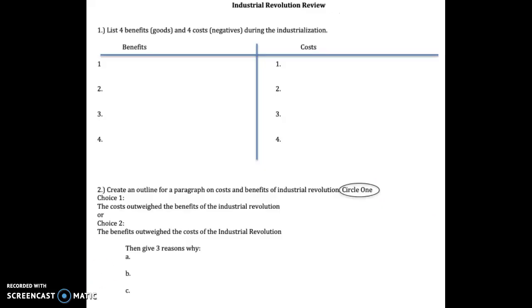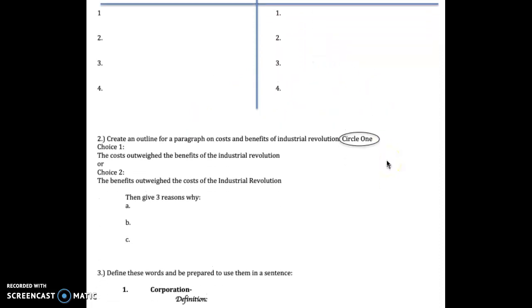So right off the bat, you're going to start by identifying 4 benefits, or good things that happened during the Industrial Rev, and 4 costs, some negatives. And this is going to set you up for the next piece, where you're going to decide, was there more good or bad? So did the costs outweigh the benefits? So was there more costs than good? Or were the benefits outweighing the cost? Therefore, was there more good than bad?